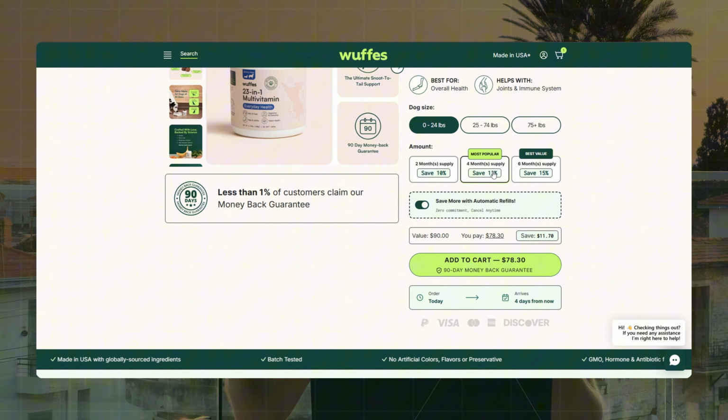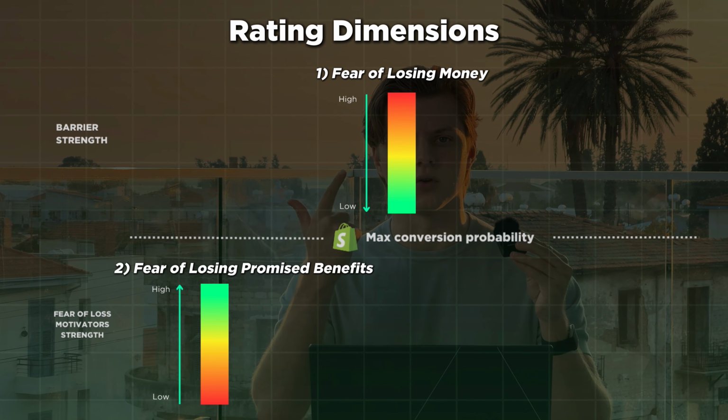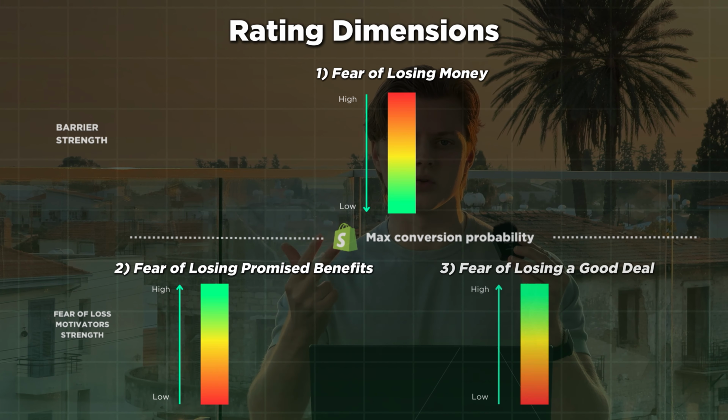Now that you're aware of what it is and the 2 different types of fear of loss, let's get into the first example. To make this even more actionable for you, I will rate all the examples on 3 different aspects. I will rate them on the fear of losing money, which is a barrier. I will rate them on the fear of losing out on the promised benefits, which is a motivator. And I will rate them on the fear of losing out on a good deal.